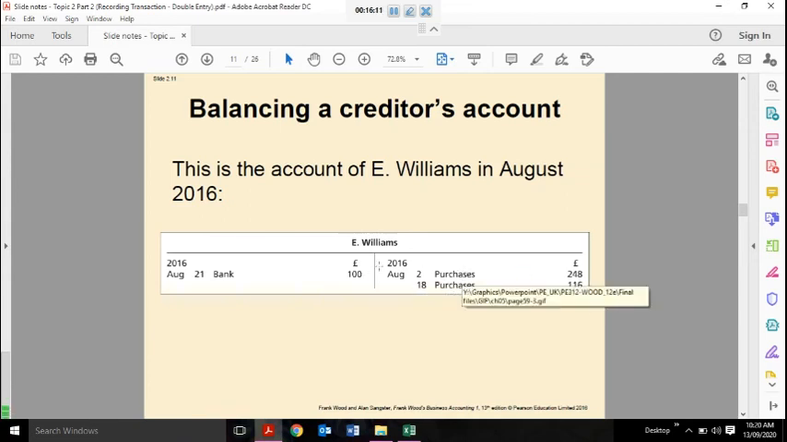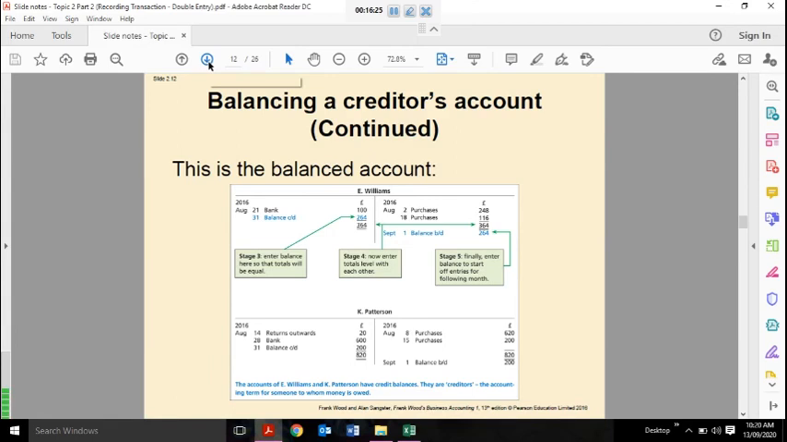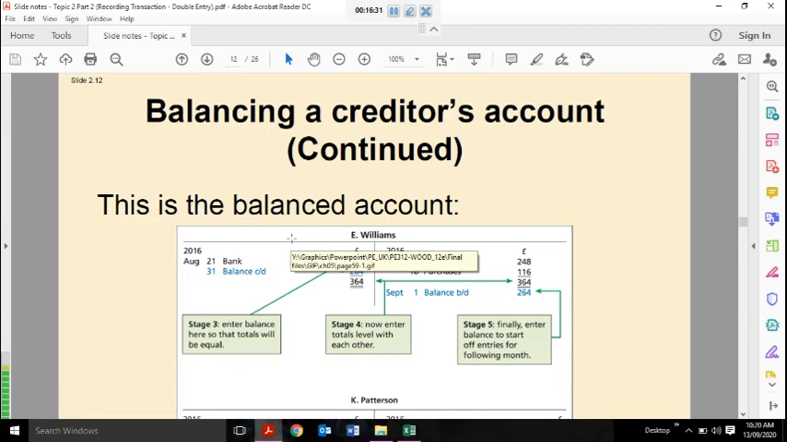So we owe this one. If you see here, the business owes E. Williams 364. The total amount due is 364, but we only paid 100. Let's see how we balance it. It's about the same concept. We total first, but you do not write the final total yet. You calculate first. Like this one, 364, you paid only 100. So basically the business owes E. Williams 264, right? So you write down the bigger figure here.